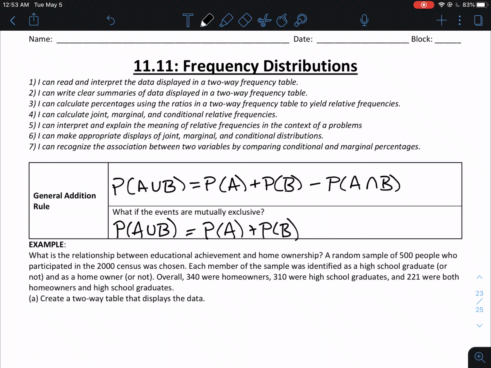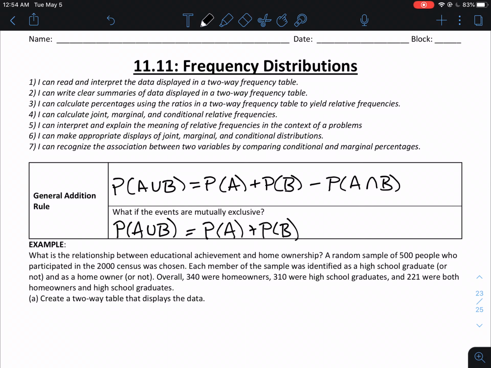And then what if the events are mutually exclusive? Well, remember, to be mutually exclusive means that the probability of A and B would be 0. That just means that you can take the probability of A plus the probability of B, and you don't have to subtract anything off. I don't know that we had a chance to use this in the previous lesson, so today we'll for sure get to use it so you can see how this works.